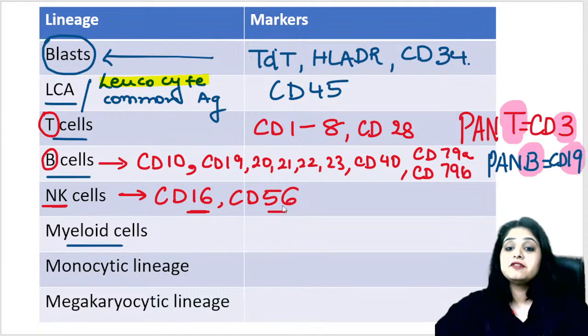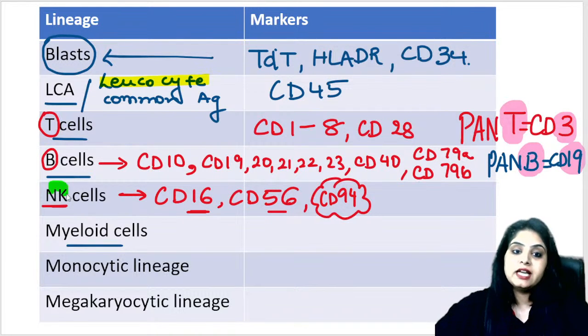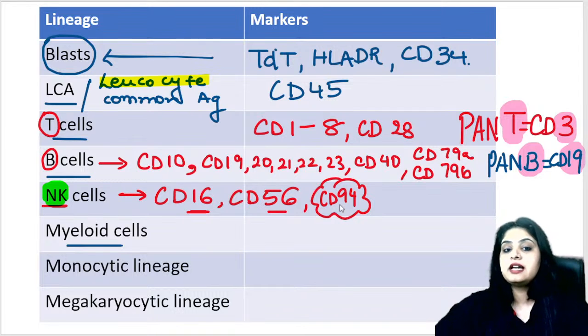So 16 and 56. And last INI-CET had a new question. Guys, someone who has a 16-inch bicep and a 56-inch chest, very bulky person, uska weight to zyada hi hoga. So that is gonna be CD94. That was the most recent question of INI for the NK cell. So 16, 56 and 94 for the bodybuilder that we have. That is the strong person, natural killer cell.